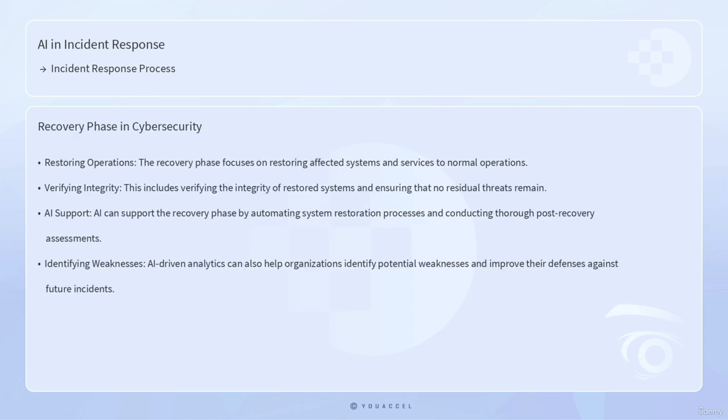The recovery phase focuses on restoring affected systems and services to normal operations. This includes verifying the integrity of restored systems and ensuring that no residual threats remain. AI can support the recovery phase by automating system restoration processes and conducting thorough post-recovery assessments. AI-driven analytics can also help organizations identify potential weaknesses and improve their defenses against future incidents.